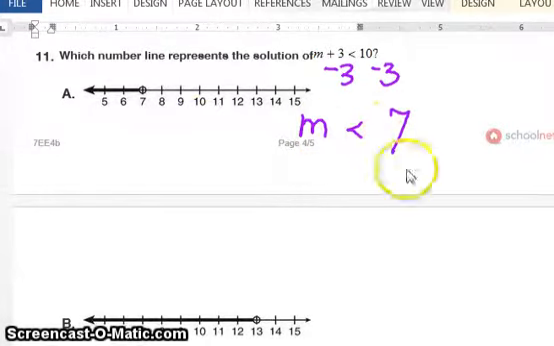Any number less than 7. So notice 6 is less than 7, 5 is less than 7, and it's pointing in this direction where all the numbers are less than 7. So this is the only choice that makes sense.